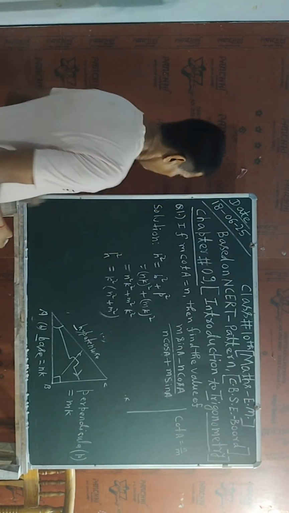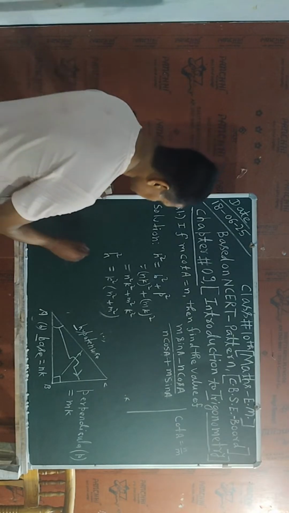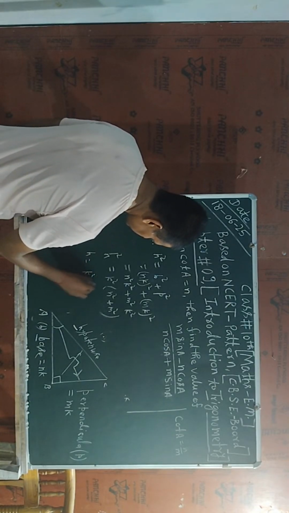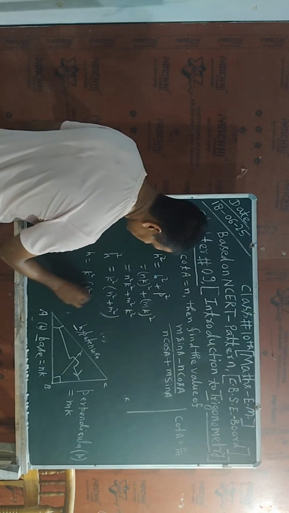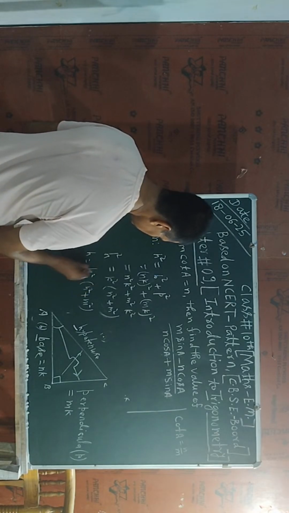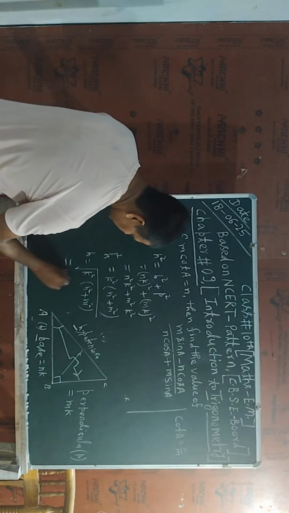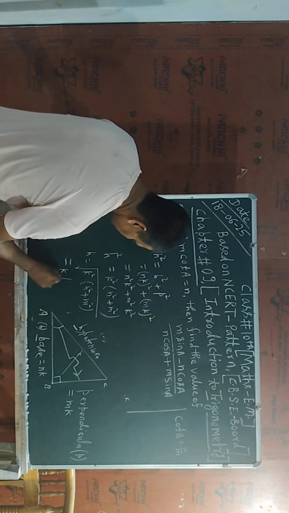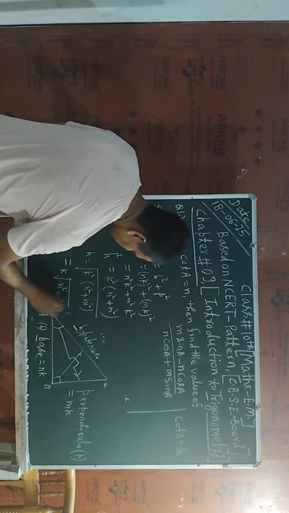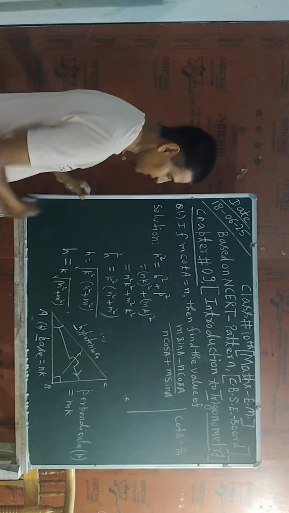When I substitute the value of H, that will be the square root of K square in the bracket N square plus M square. After taking the square root, I will write K in the bracket, square root of N square plus M square. So this is the value of H. I have got it with the help of the Pythagoras theorem.